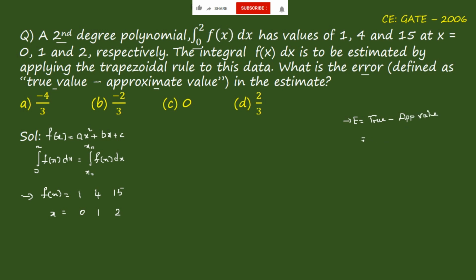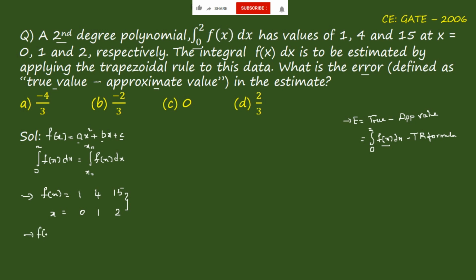The true value is what you get when you integrate f(x) dx from 0 to 2, and the approximate value is what you get when you use the trapezoidal rule formula. Now first, we have to find the function f(x). For f(x), we first have to find the values of a, b and c. We know the initial values here, so we are finding a, b, c.